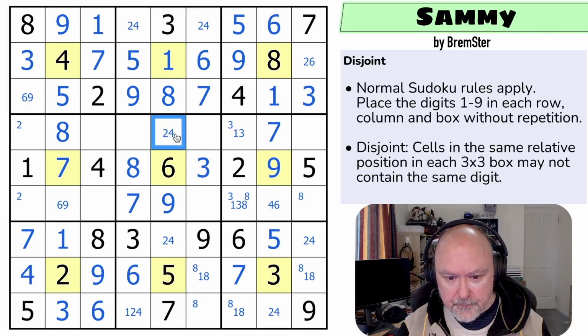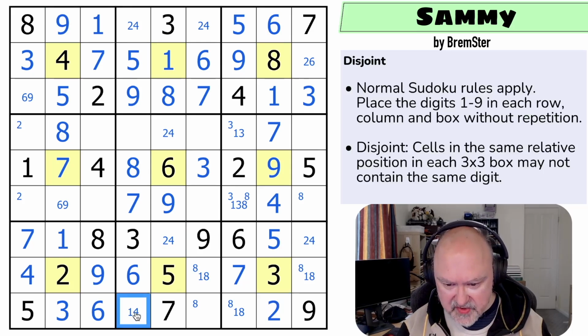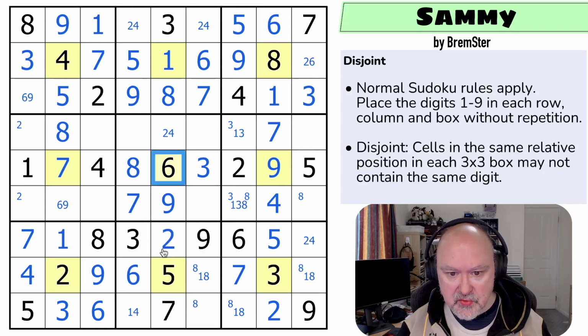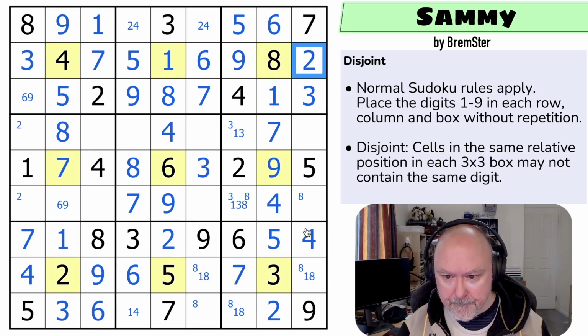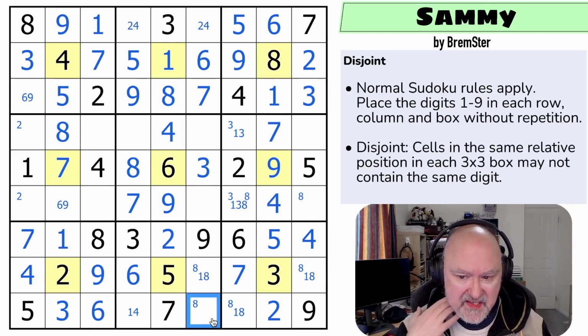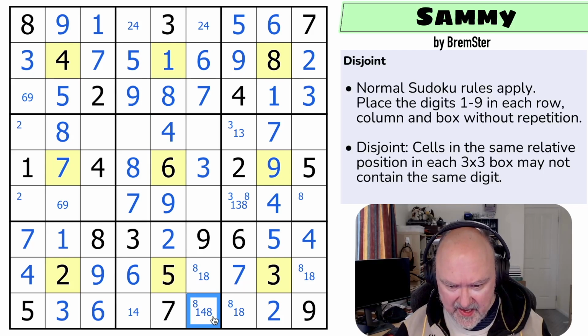But that 6 means that's the 4, which means that's the 2, meaning that's not the 2. 2 in this box now, those two 2s, means this is the 2 and this is the 4, meaning that's the 4. The 6 makes that the 2. This is 1, 4, or 8. And try doing some disjoint scanning. Not really finding anything, but I'll get there.